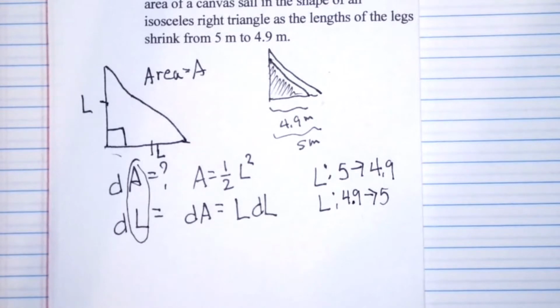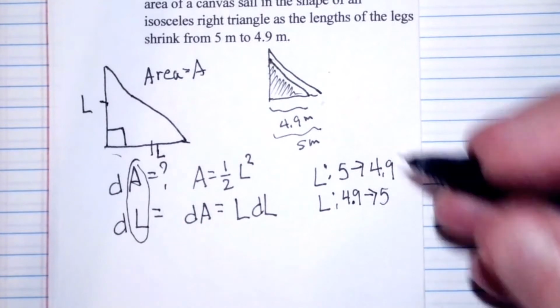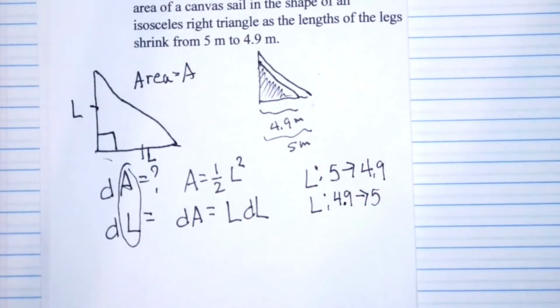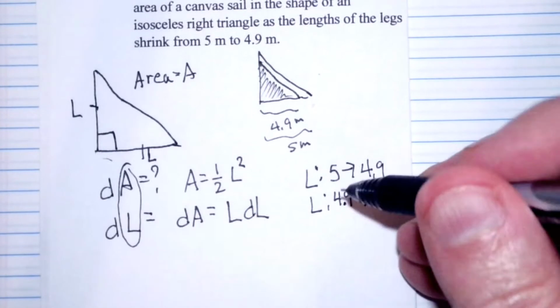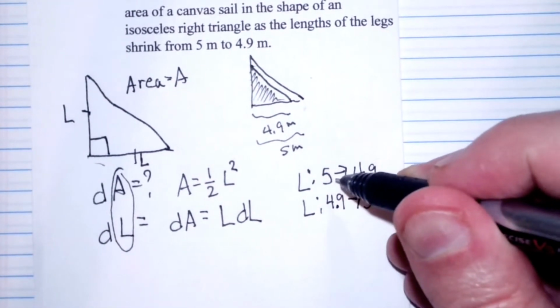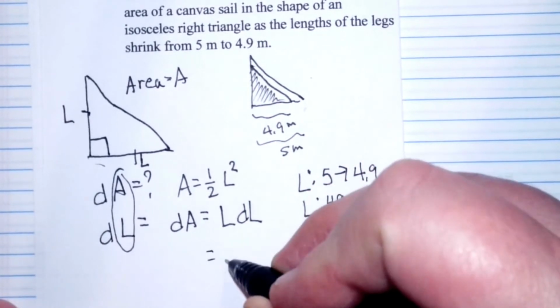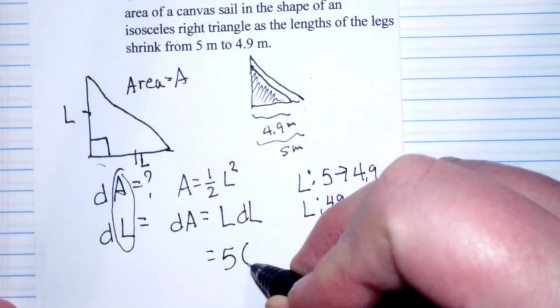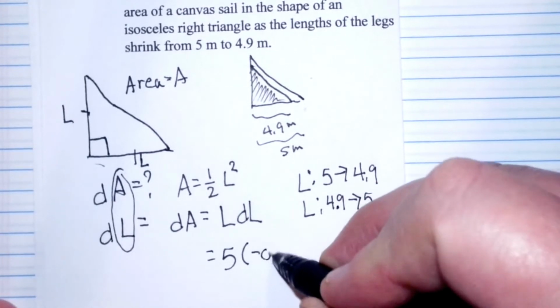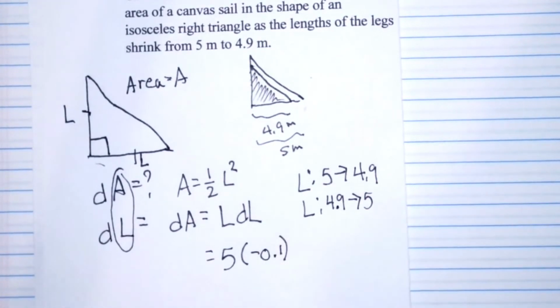Well, generally speaking, you want to start at the easier value to work with, and that's typically going to mean an integer, if possible. So I would say that this is the easier value to work with. 5 is easier to work with than 4.9. So let's think of L as changing from 5 to 4.9. So what that means is that L is going to be 5, and dL is going to be negative 0.1. In this case, it really didn't matter.